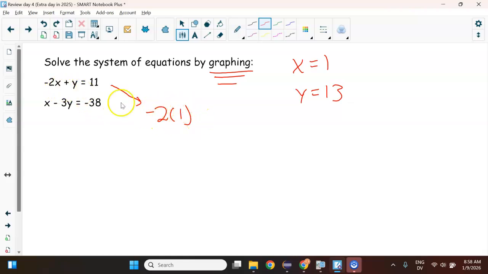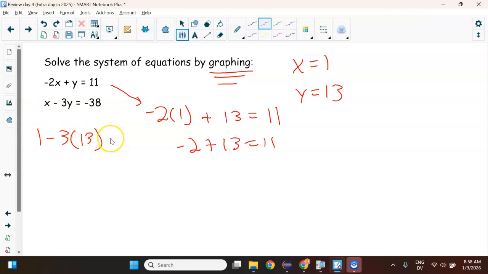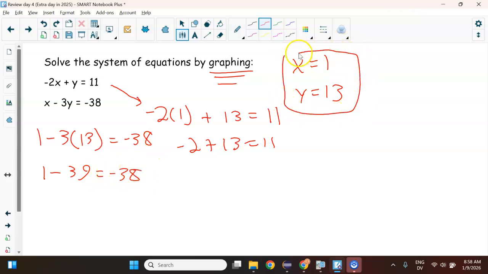-2 times our x value of 1 plus 13. Does that equal 11? So we'd have -2 plus 13. Oh, bam, that is 11. So it works there. And then check the other one here. 1 minus 1 for x, and again 13 for y, and see if that equals -38. So if we put those in, we'd have 1 minus 39, and that is definitely -38. So we know for sure that this is the right answer.